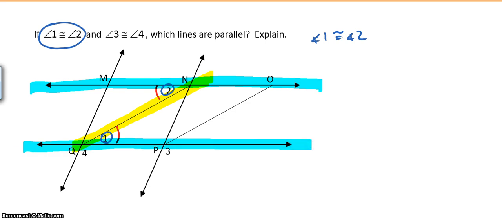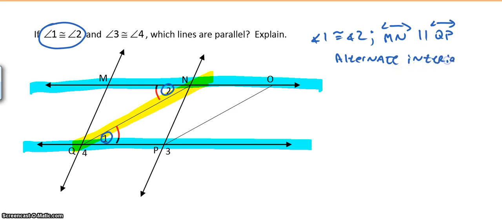Alright, so angle 1 is congruent to angle 2. So we could say MN is parallel to QP. Now you could also call this line MO, NO, anything that would explain that line. Now, so we know MN is parallel to QP. My reasoning is because alternate interior angles are congruent. Alternate interior angles are congruent. So that's my explanation.